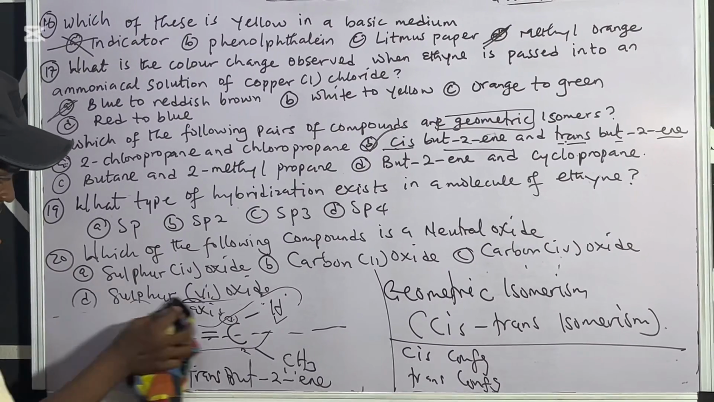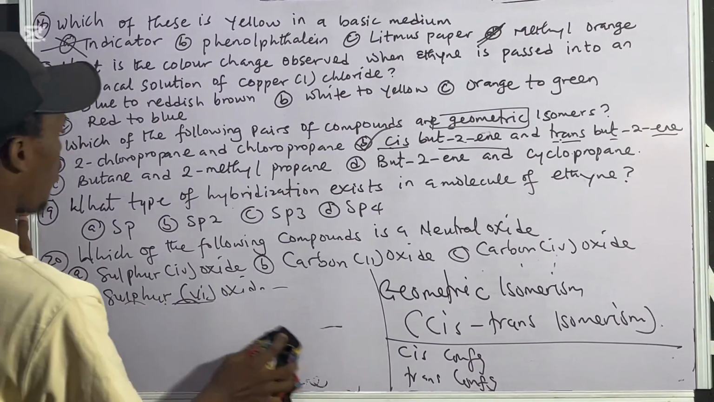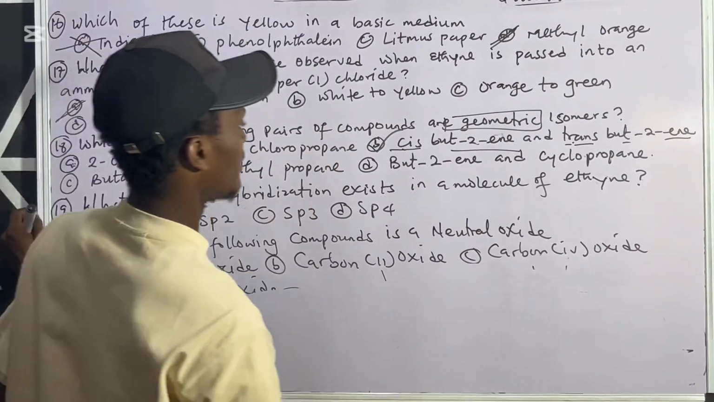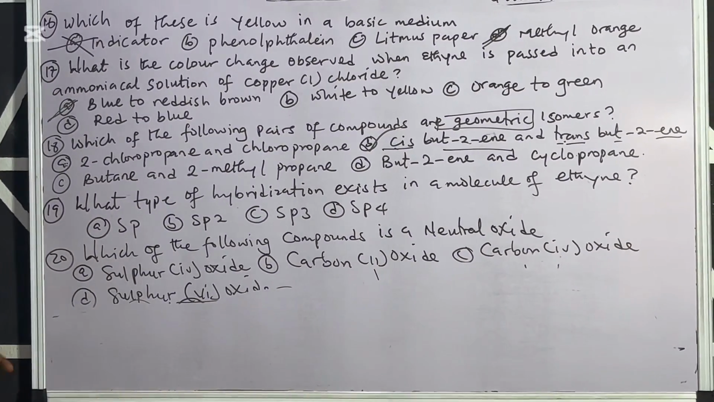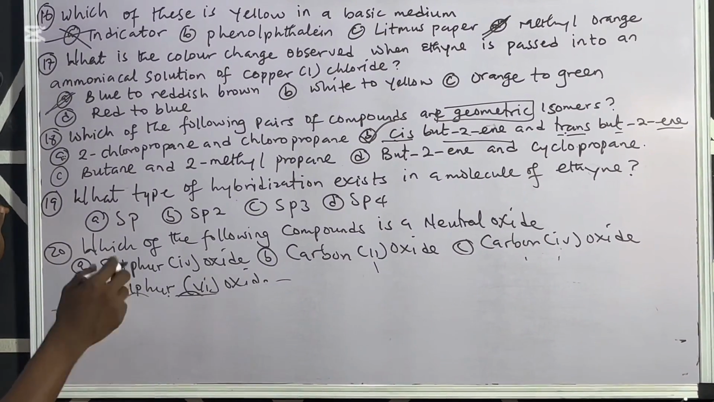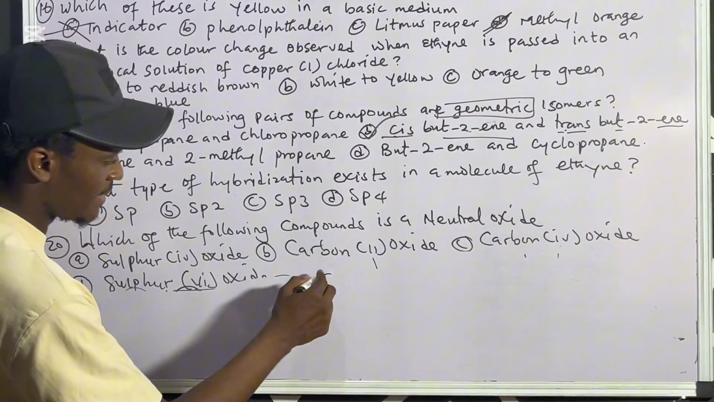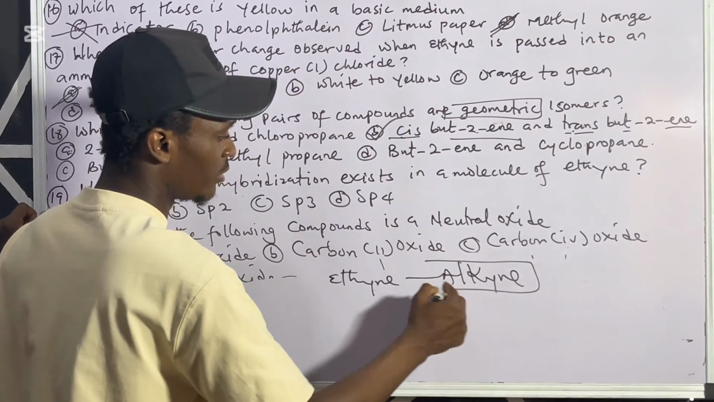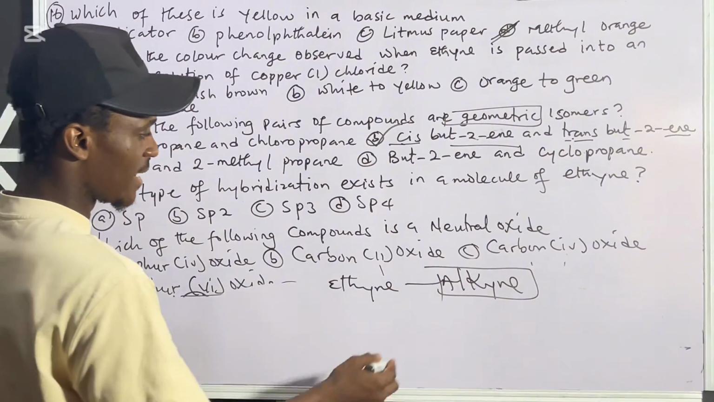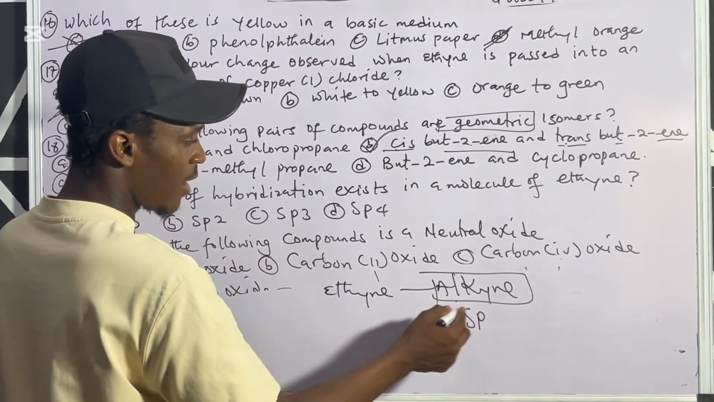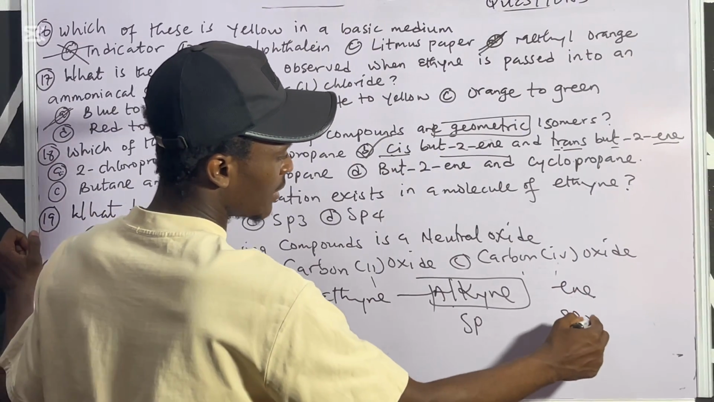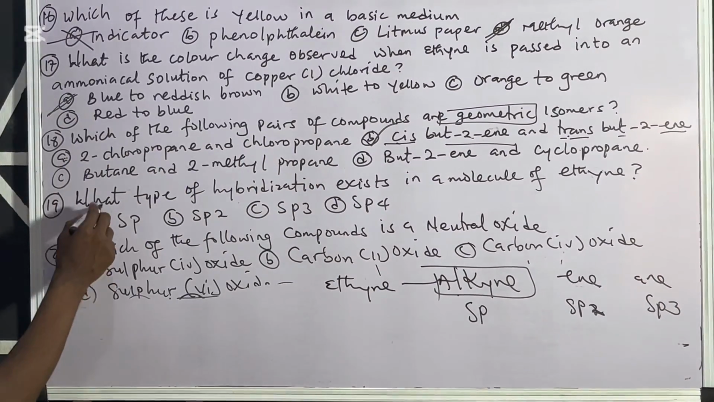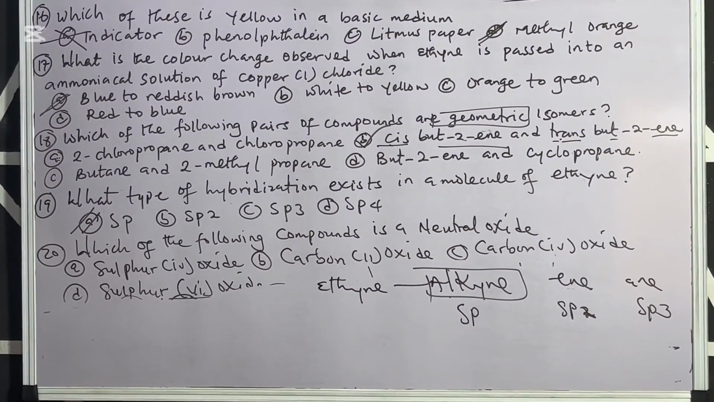Question 19. What is the type of hybridization that exists in a molecule of ethyne? Ethyne is a member of what? Of the alkynes. And if you have watched my introduction to the world of organic chemistry in this channel, I told you guys that alkynes are sp hybridized, alkenes are sp2, then alkanes are sp3. So the correct option is what? Sp. Very easy, because ethyne is a member of alkynes.